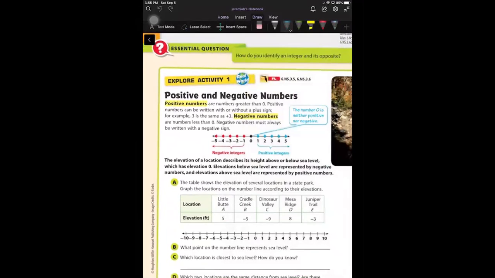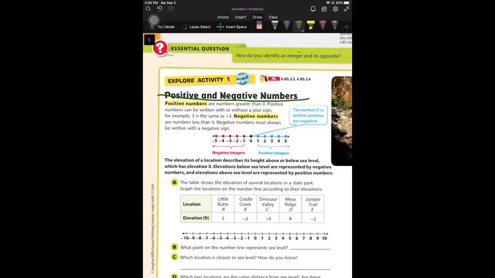So let's read the next part. For example, 3 is the same as plus 3. Negative numbers are numbers less than 0. Negative numbers must always be written with a negative sign. So if I have a negative 6 and I write the number 6, it's not really negative because there's no negative sign in there that indicates that the number is negative. All right, so let's just move on. So we got through that. Great. Let's go on to that.